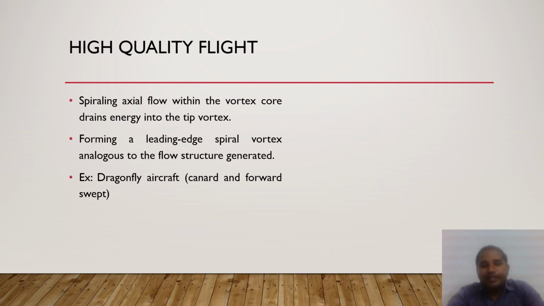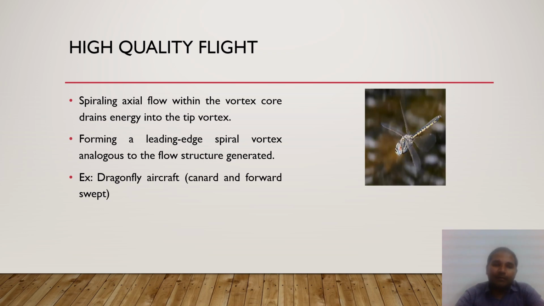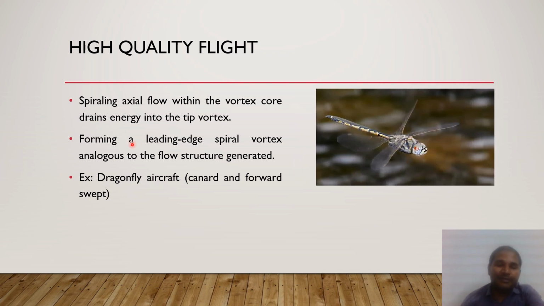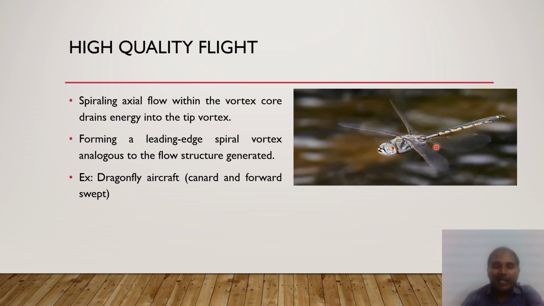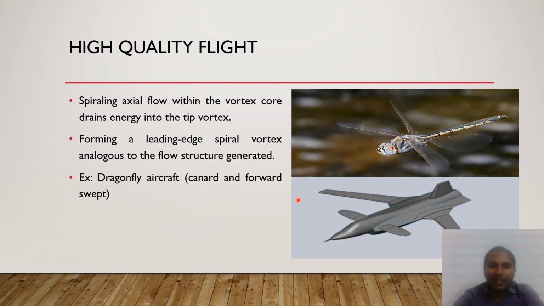Next, we are going to discuss improving the quality of the flight. We are going to discuss the Dragonfly aircraft. When you see the top view of a Dragonfly aircraft, you can see a forward swept wing and a backward swept wing, or more close to a delta wing. The main feature of this Dragonfly aircraft is that it can generate a leading edge spiral vortex, which is analogous to a flow generator and gives more stability to the flight. That particular ideology has been taken into account to develop this Dragonfly aircraft.